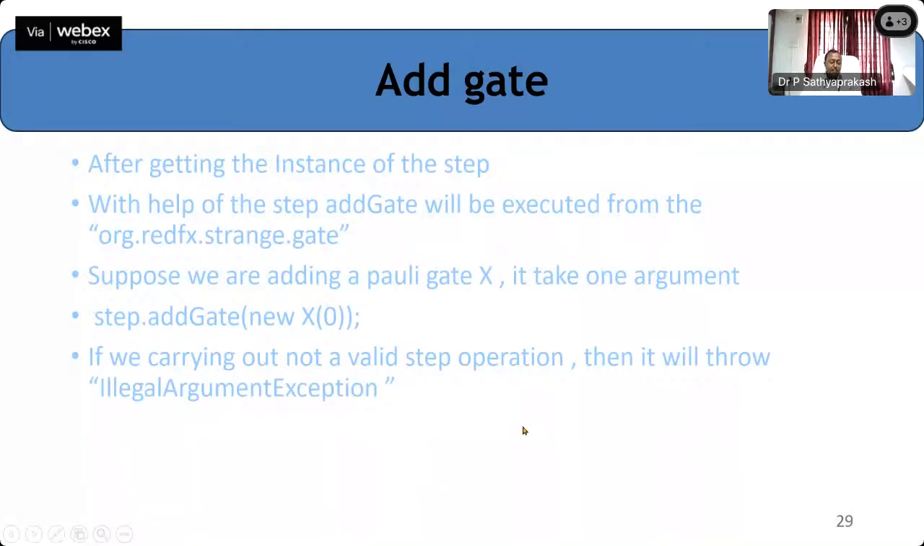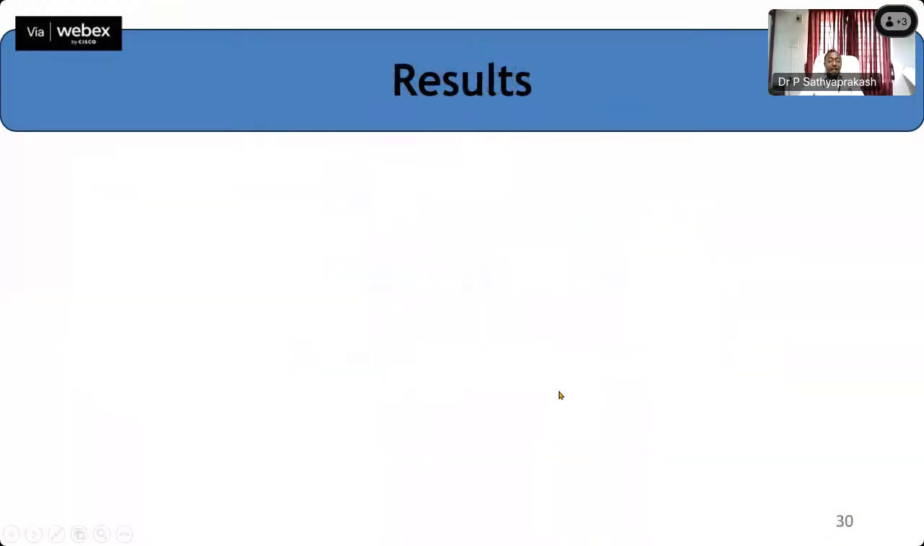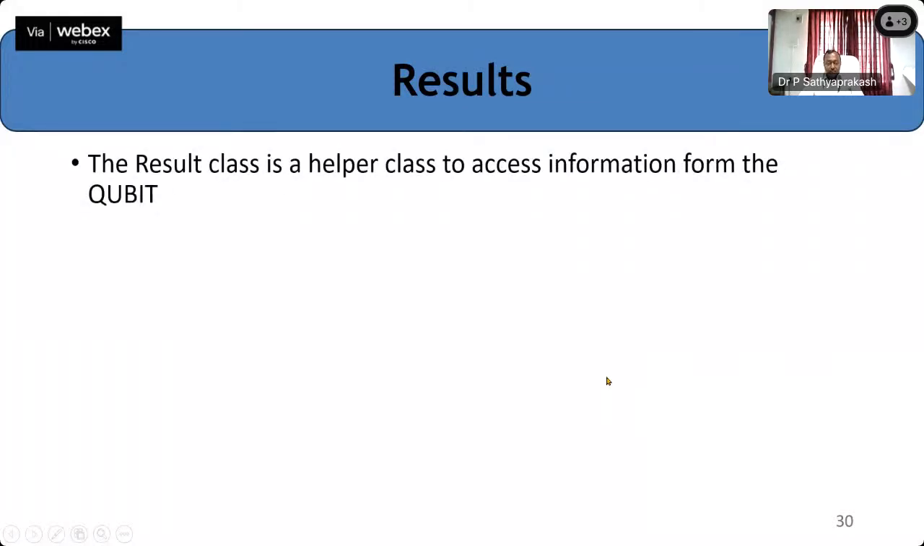Right, first the quantum execution environment, then the program, then the step. Now we have added the gate, so now we have the operation. Then what is to be done? We need to carry out the measure. Before measure, we should have the processing mechanism of measurement, so it is available with the Result class.